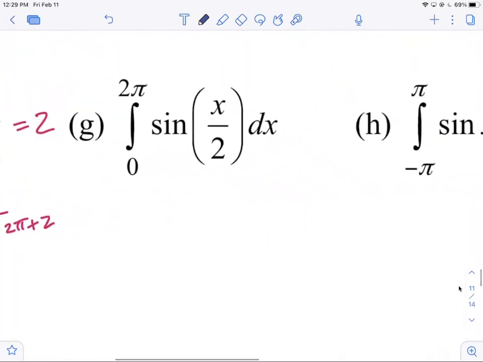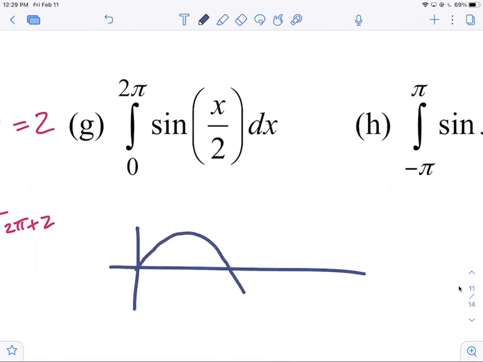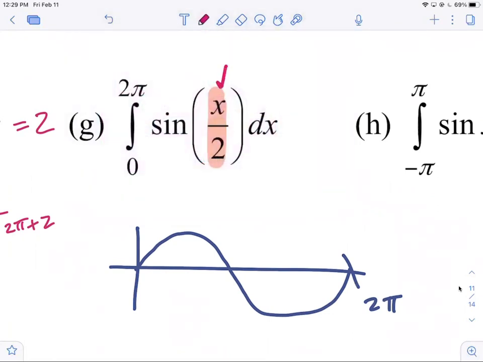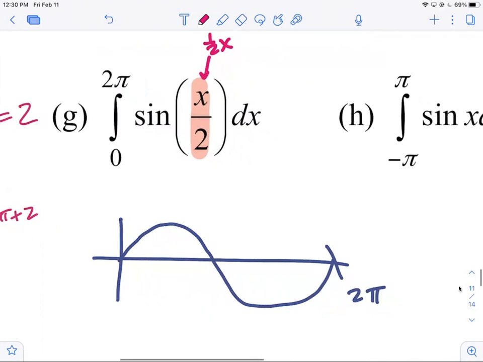What will be the integral then from 0 to 2 pi of sine of x halves? Well, first of all, let's think about this. Let's graph sine x. Sine x looks like this. Here's 2 pi. What does replacing x with x divided by 2 do to any function? That's the same as 1/2 times x. It looks like a compression, right? Because a half is smaller. But remember, if it's on the inside with the x, it's actually a stretch. So it's a horizontal stretch by a factor of 2.